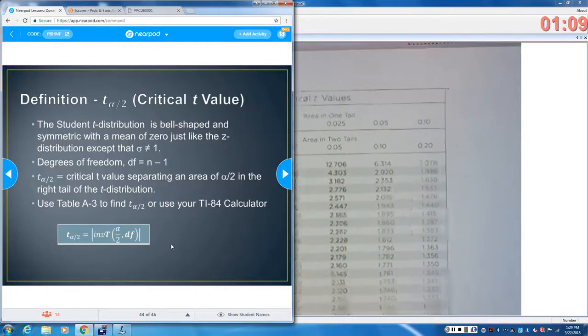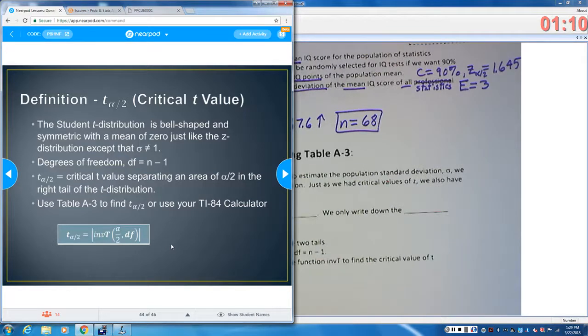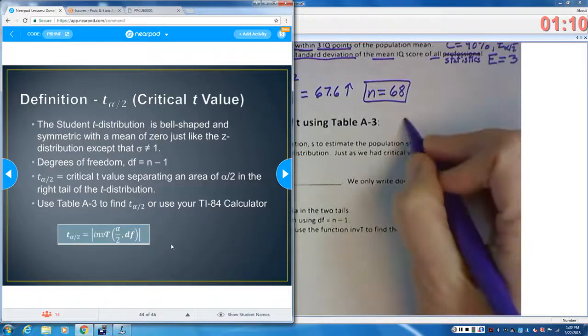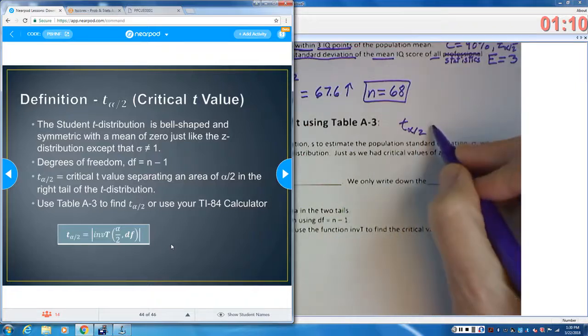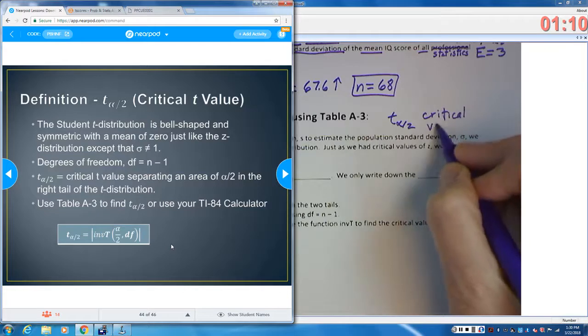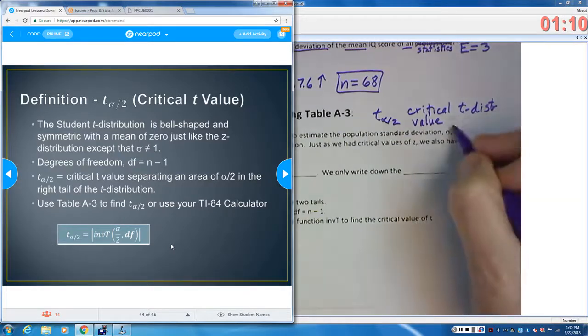So this is a review about the T distribution. The student T distribution is bell-shaped and symmetric with a mean at 0, just like the Z distribution, except sigma is not exactly 1 for a T. Degrees of freedom is defined as n minus 1. T alpha over 2 is the critical value for a T distribution when we don't know sigma, or when we only know S.